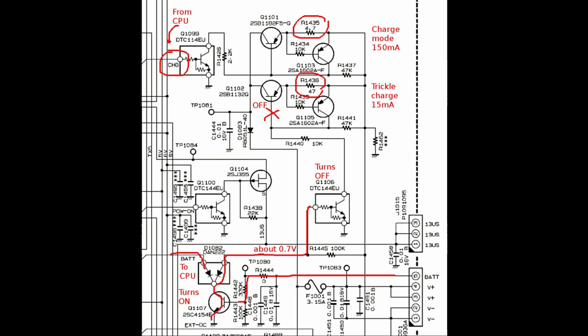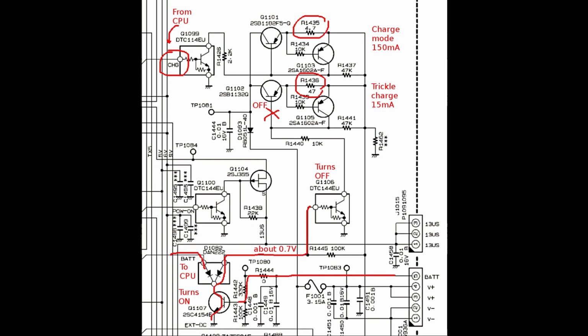This transistor provides a trickle charge current to the battery whenever the external power supply is connected to the radio. The value of the trickle charging current can be calculated by looking at R1436 value. With about 15 mA flowing on this resistor, Q1105 will start turning on and limit Q1102 base current.